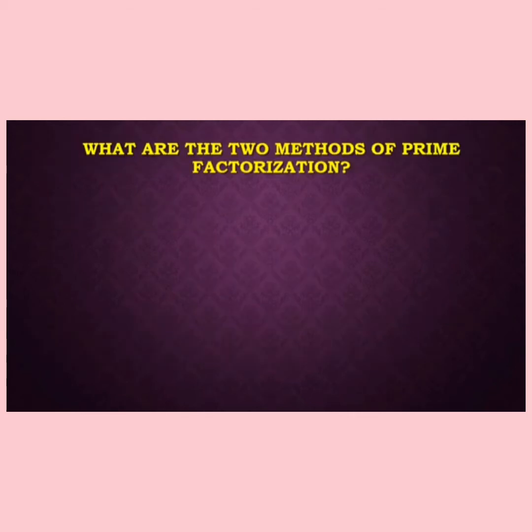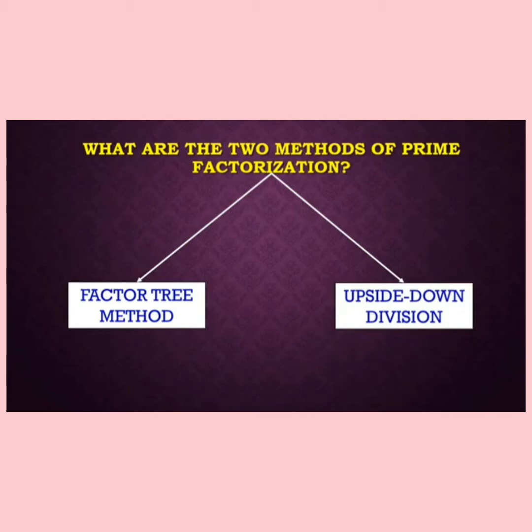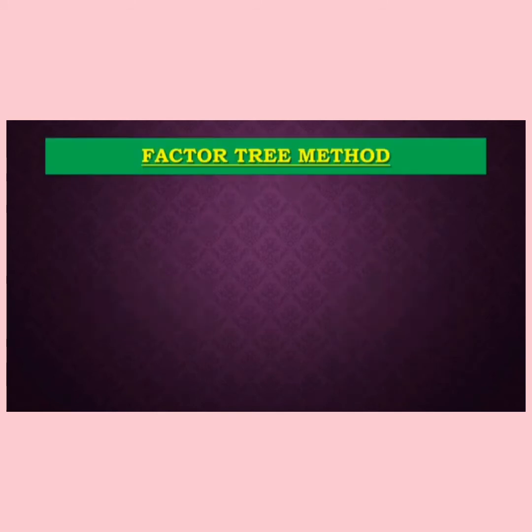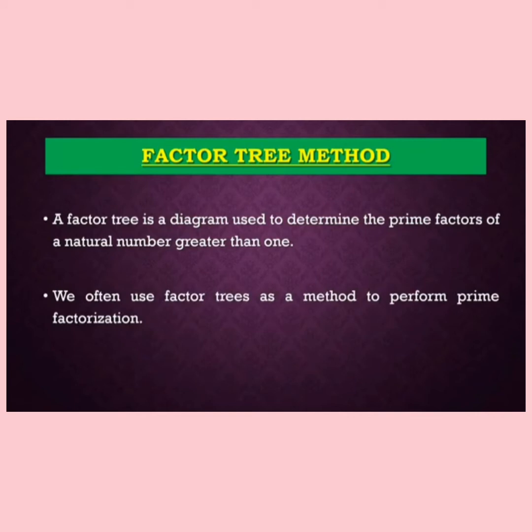Now the question is, what are the two methods of prime factorization? Prime factorization is performed in two ways. First, factor tree method. Second is upside down division. First, we will discuss the factor tree method. A factor tree is a diagram used to determine the prime factors of a natural number greater than 1. We often use factor trees as a method to perform prime factorization.